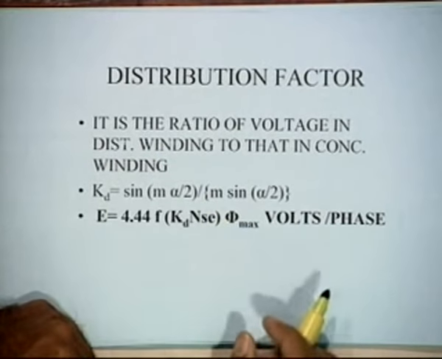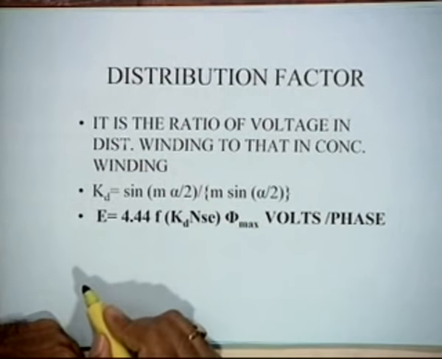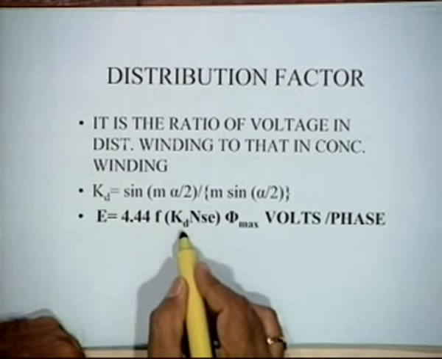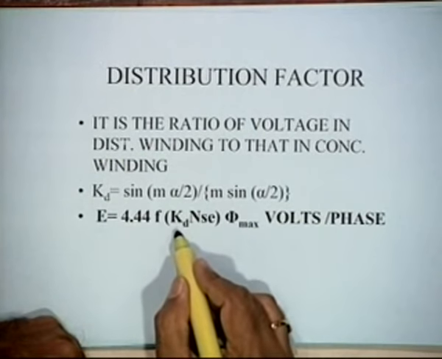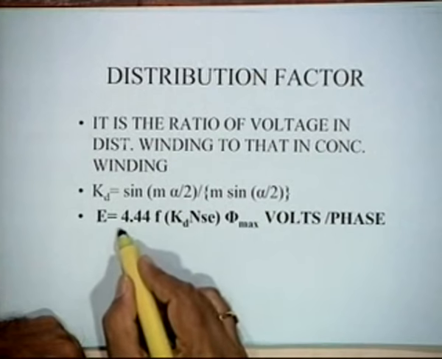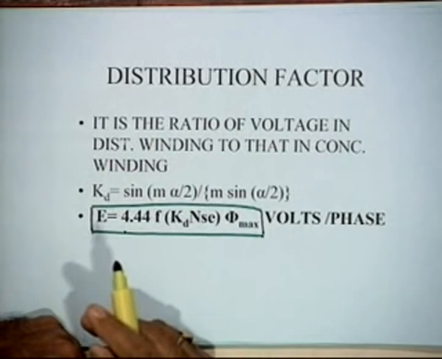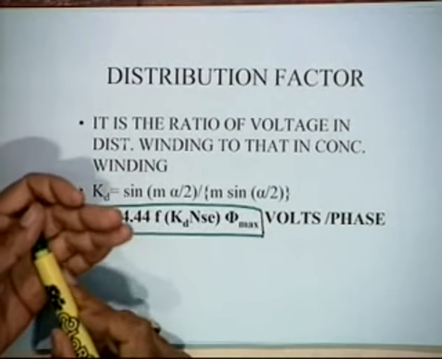So, what will be the voltage now in a distributed winding? It will be E equal to 4.44 f into KD into Nse into phi max, the maximum flux, voltage per phase. That factor has to be incorporated in the voltage expression. So, this will be the voltage in a distributed winding. So, we have seen the voltage in a concentrated full pitch winding, the voltage in a distributed winding, and also the voltage in a short pitched concentrated winding.